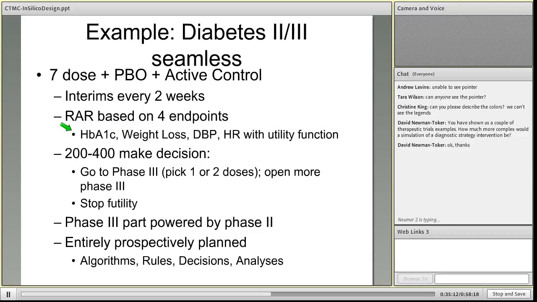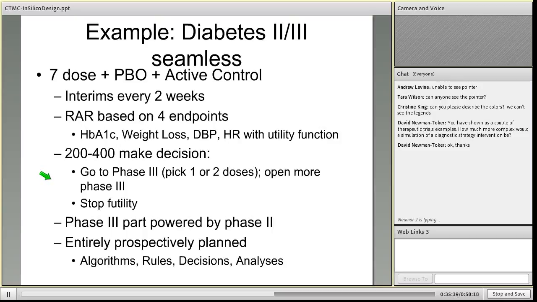It could trigger phase 3 and select a couple doses to go forward. And then on Tuesday, it's running phase 2. On Wednesday, it's in phase 3. Seamlessly shifting entirely by an algorithm. Not a committee saying, oh, I think you should do this. It was an algorithm that was vetted through this extensive simulation process.